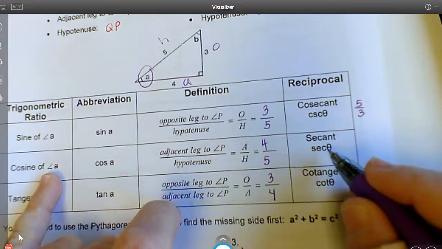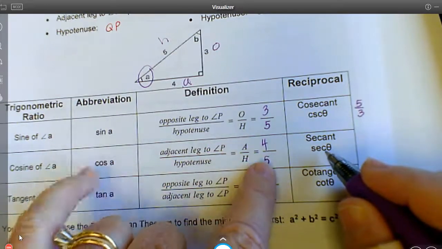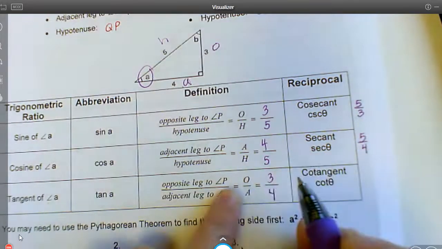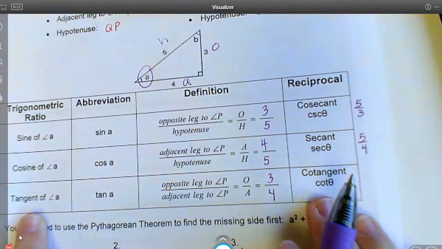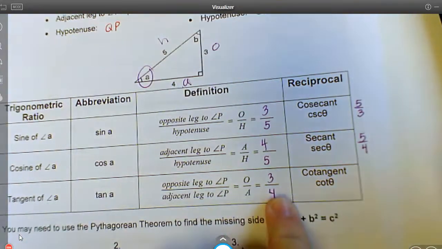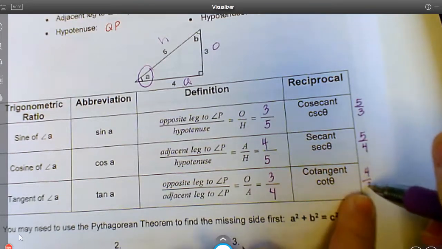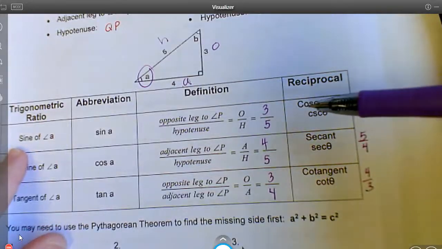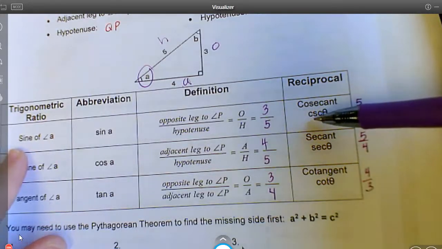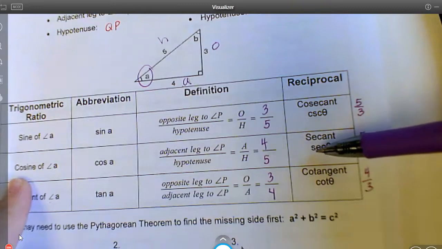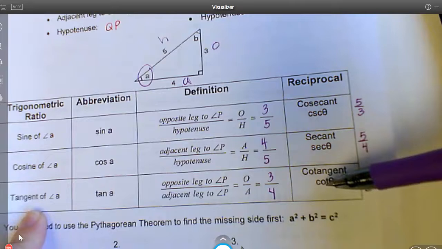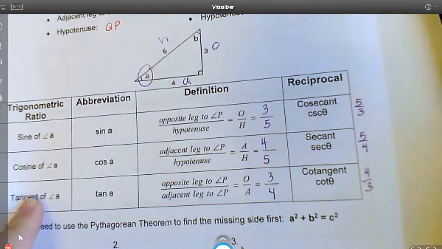Cosine and secant are reciprocals of each other. So if cosine is 4/5, secant is 5/4. Tangent and cotangent are reciprocals of each other. And so if tangent is 3/4, cotangent is 4/3. And the way that I remember which one goes with each other are their opposites. Like, look, sine starts with the S, cosecant starts with the C. Cosine starts with the C, secant starts with the S. Tangent and cotangent, you just got to remember that. You got to remember that COT stands for cotangent, and so that's got to be the reciprocal of tangent.